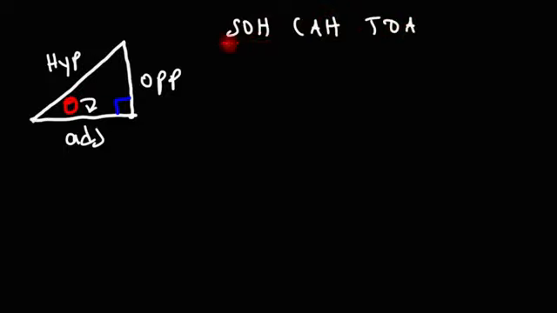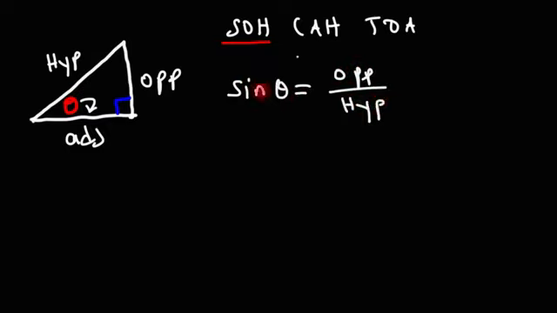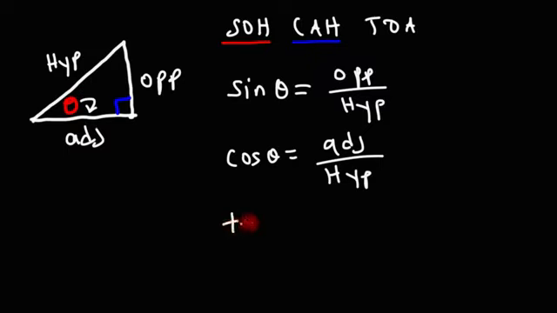The SO part in SOHCAHTOA is associated with sine. Sine of the angle theta is equal to the opposite side divided by the hypotenuse. The CA part in SOHCAHTOA is cosine. Cosine theta is adjacent over hypotenuse. And tangent theta, that's the TOA part, is opposite over adjacent. So those are the three trig ratios you need to be familiar with.